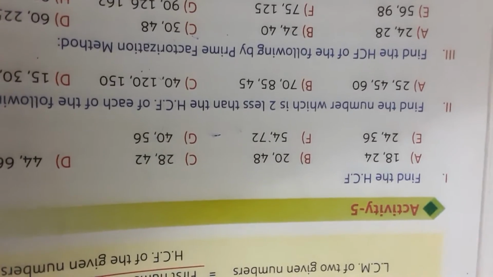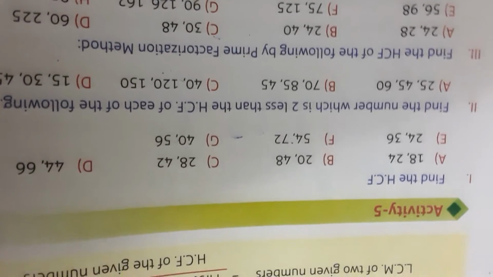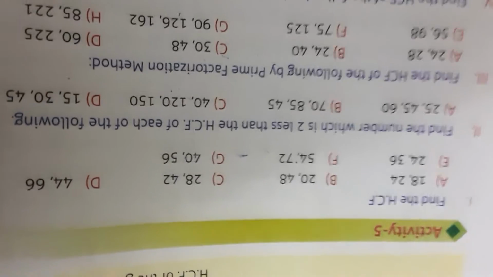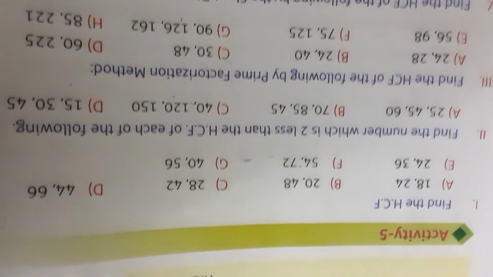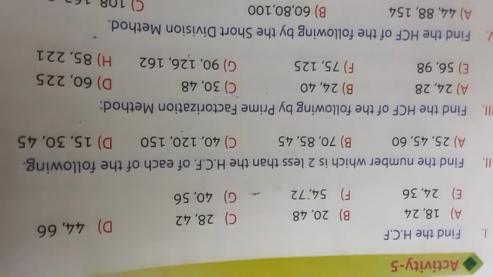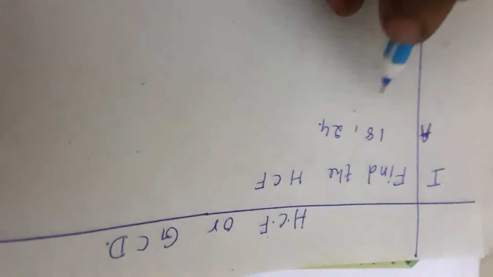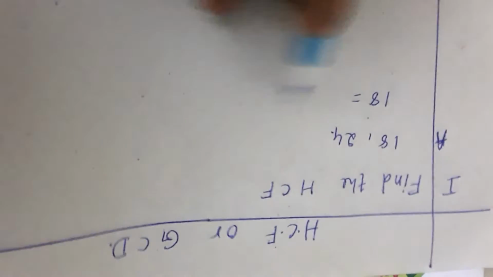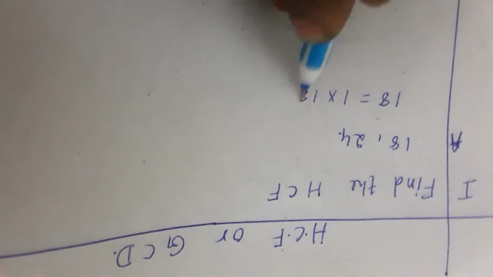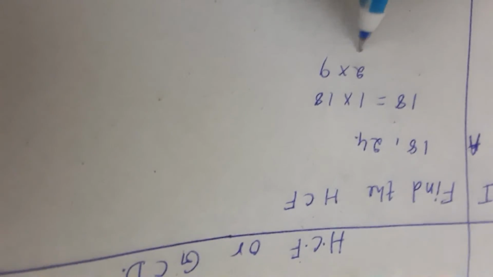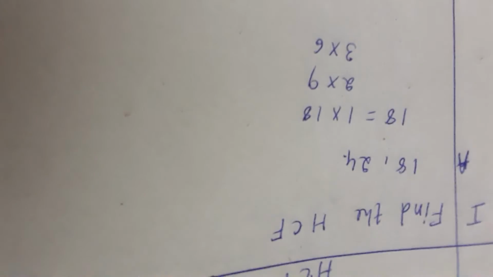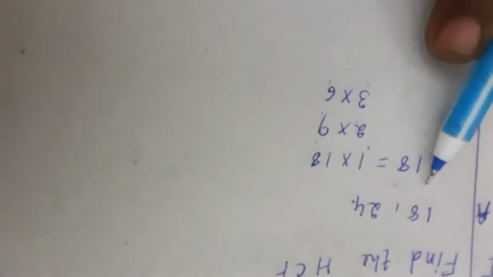First Roman. Find the HCF of first A problem, 18 and 24. First we will find the HCF by the factorization method. 18 we can write as a product of two numbers, like 1 into 18, 2 into 9, 3 into 6. So 1, 2, 3, 6, 9 and 18 are the factors of 18.